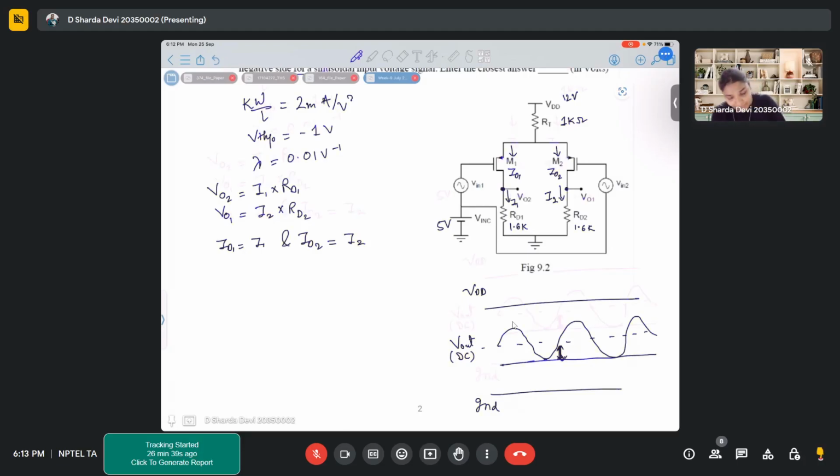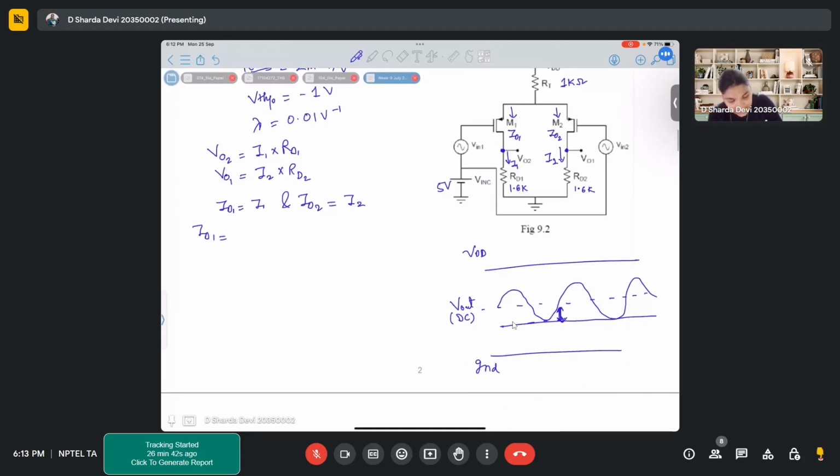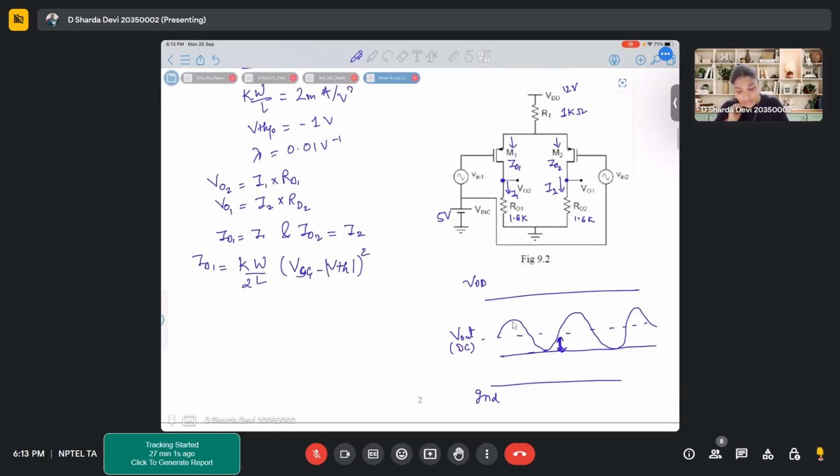So here, how do we write ID1? Since it is a PMOS transistor, it will be kW by 2L times (VSG minus mod VTH) whole square. This is the current that is flowing through the transistors M1 and M2. So here this is source, gate, drain.